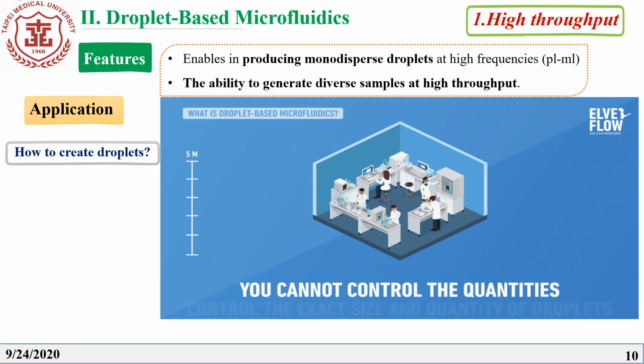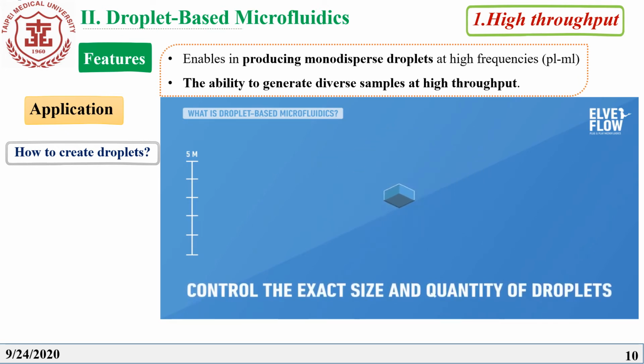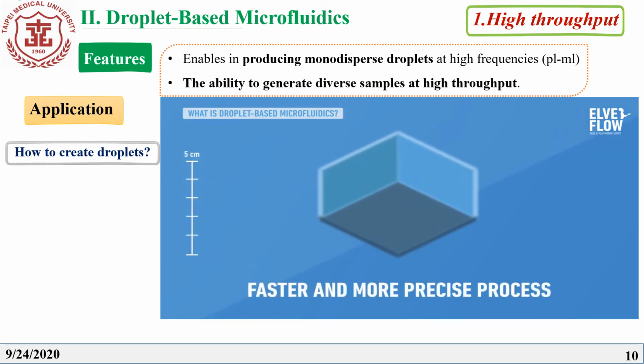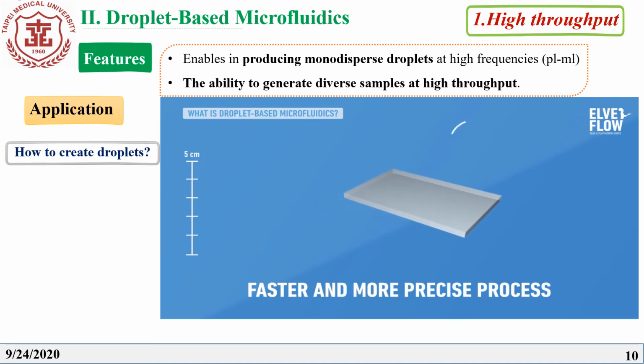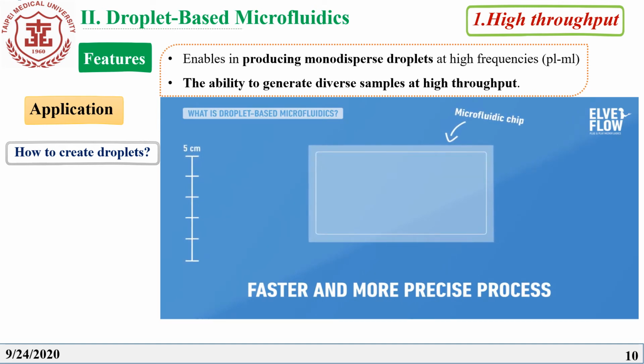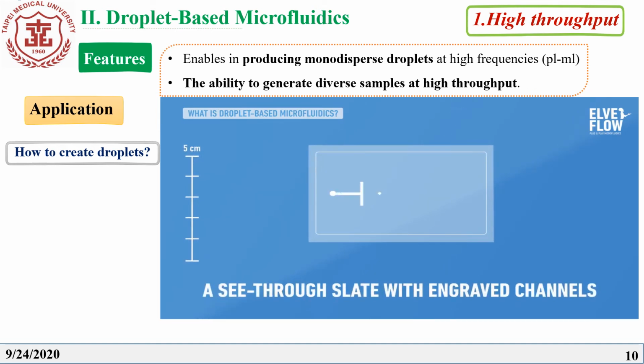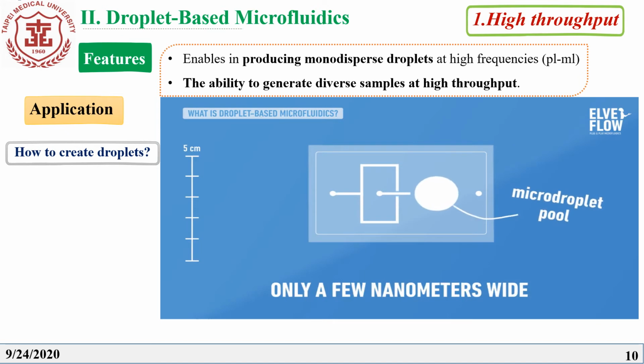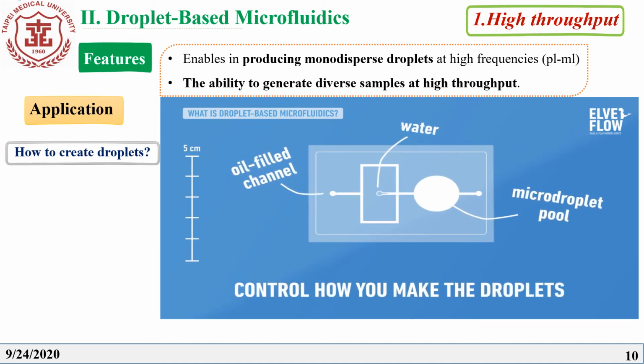Now, imagine being able to control the exact size and quantity of droplets with a faster and more precise process. Microfluidic equipment can do that. For the same experiment, you need a basic microfluidic chip, a see-through slate with engraved channels only a few nanometers wide. In the microfluidic channels, you can control how you make the droplets.